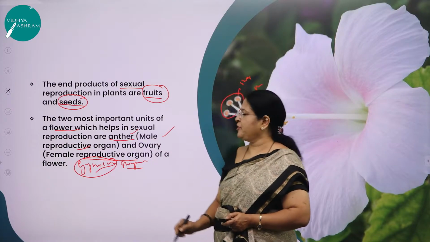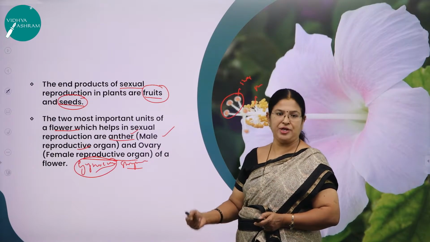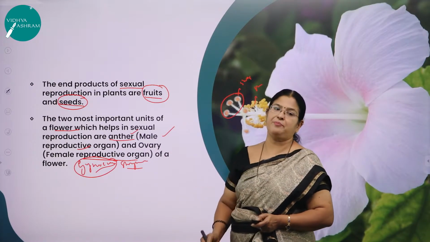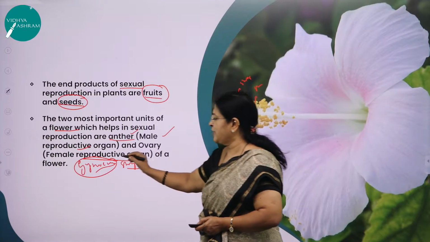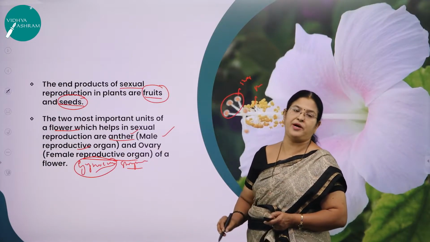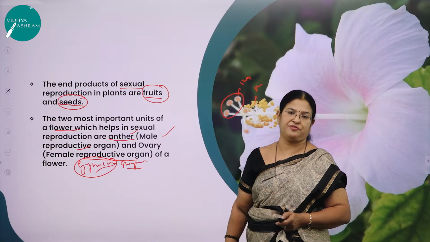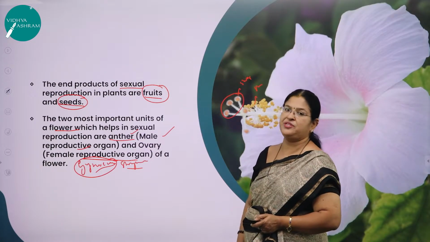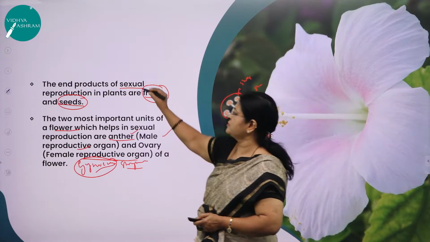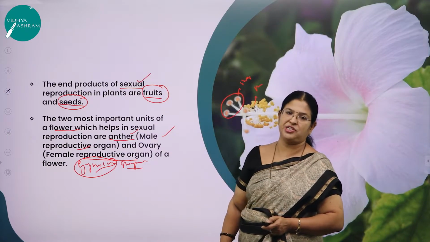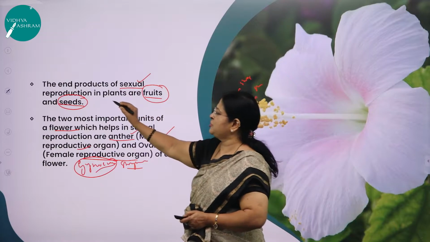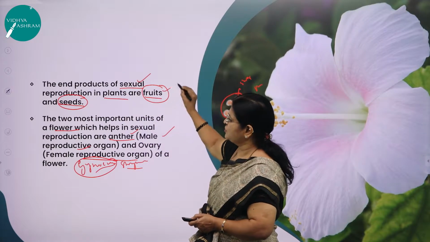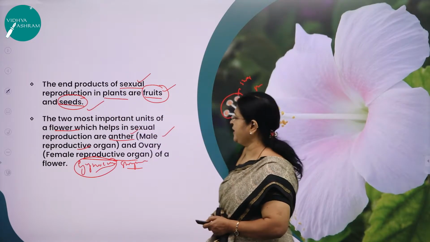Right, so the male reproductive part of a flower is androecium, and the female reproductive part of a flower is gynoecium. So these two very important reproductive structures of a flower produce the male gamete and the female gamete, which are involved in a very important process called sexual reproduction. So the end products of sexual reproduction in plants are fruits and the seeds, right?